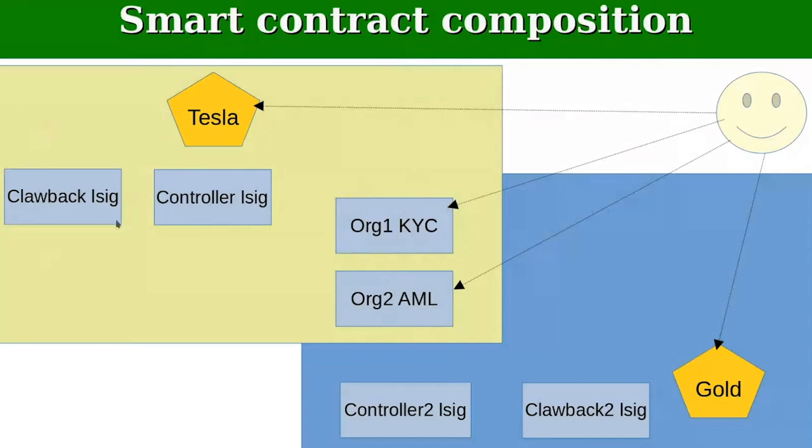Here, for Tesla, the Tesla permission token will need to integrate the Tesla clawback for executing the transfers, and the controller, to make sure that permissions are checked. And in organization 2, which is managing the gold, we need to have again a controller and the clawback. However, what's interesting, we want to enable that this controller can reuse the same smart contract for KYC and AML.